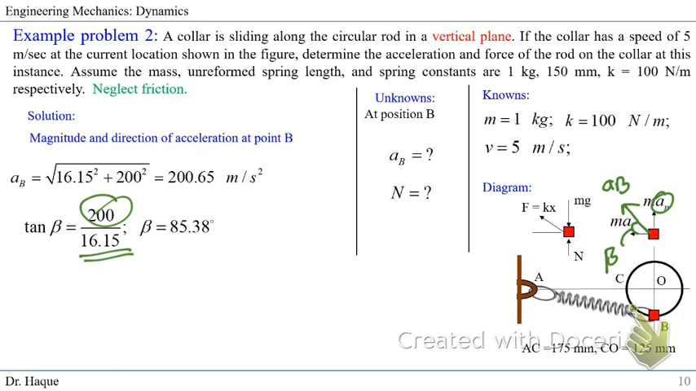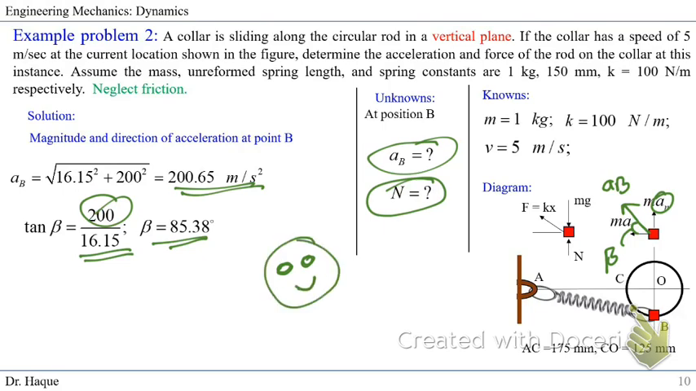So we have found the normal force acting from the rod to the collar, and we have also found the acceleration magnitude and direction. So we have solved the problem. In the next class we're going to solve another example. There will be a third example for Newton's second law of motion, and then we're going to move to the next chapter. In the next problem, example 3, we're going to use cylindrical coordinates to solve a problem. Till then, thank you. See you.